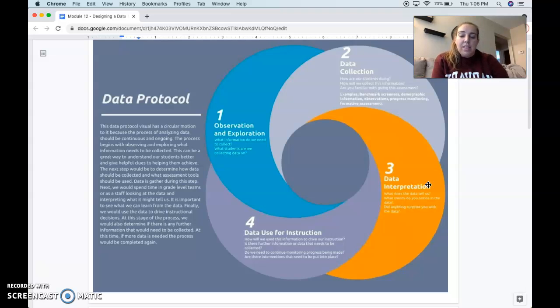And then the fourth step would be how we use our data for instruction. So how will we use this information to drive instruction? Is there further information that needs to be collected? What progress monitoring needs to be done? And are there interventions that need to be put into place?